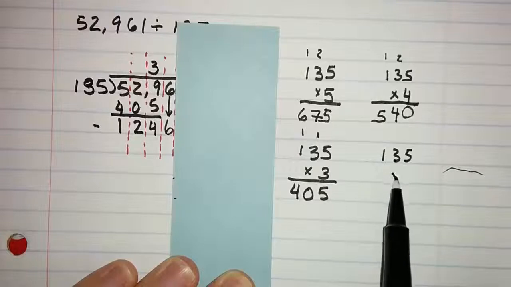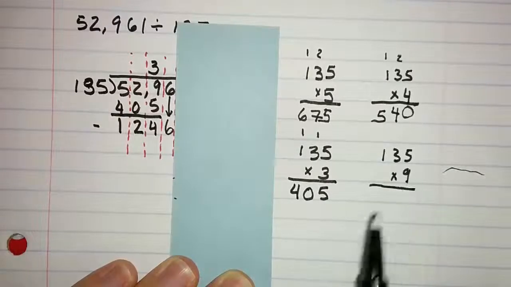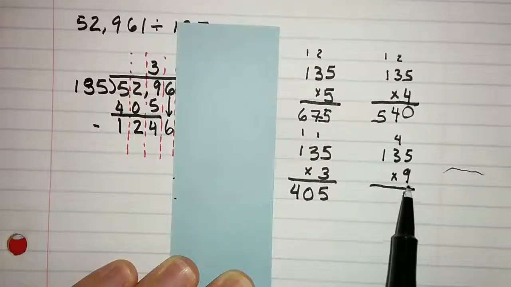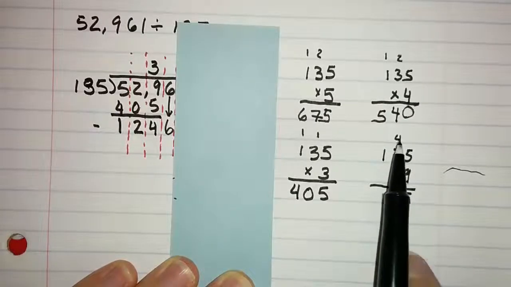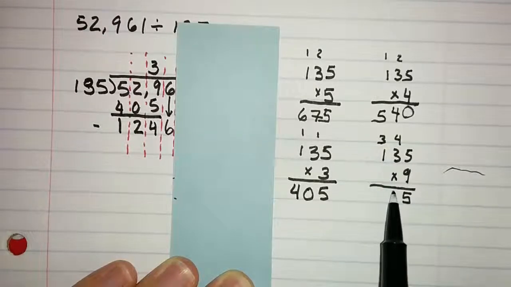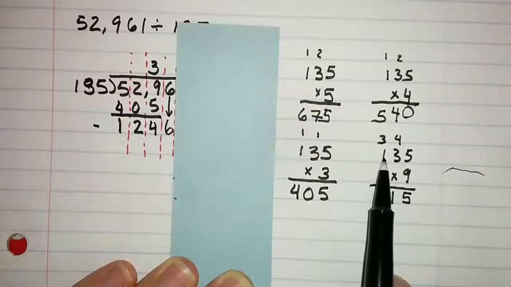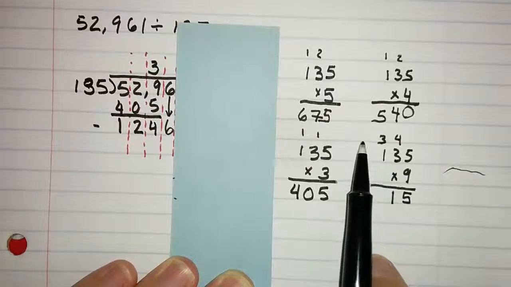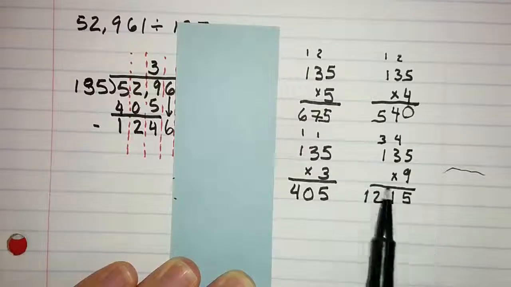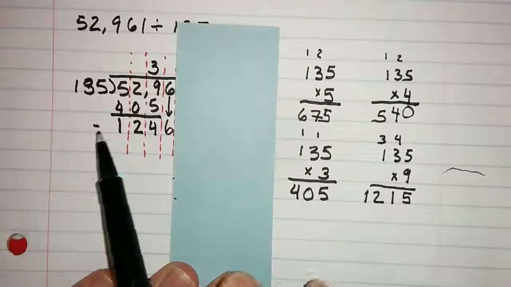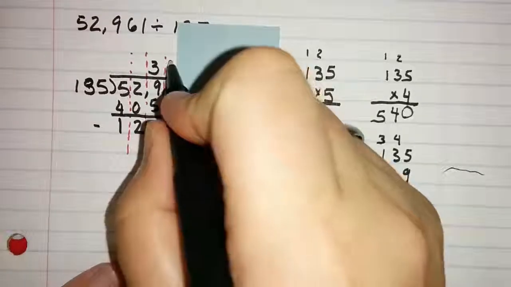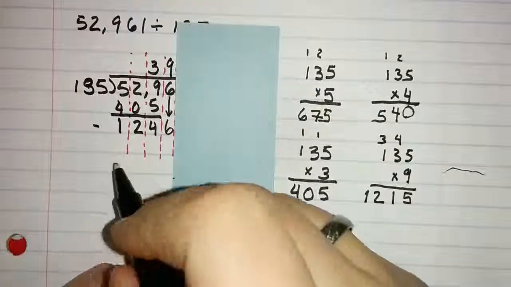135 times 9. 9 times 5 is 45. 9 times 3 is 27. 28, 29, 30, 31. 9 times 1 is 9. Plus 3 is 10, 11, 12. Yes, see, 1,215 is smaller than 1,246. So 9 is my next digit.